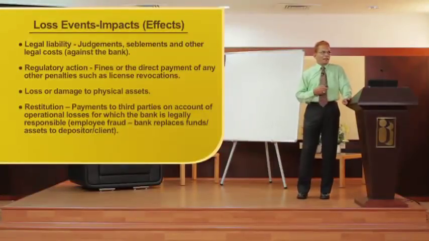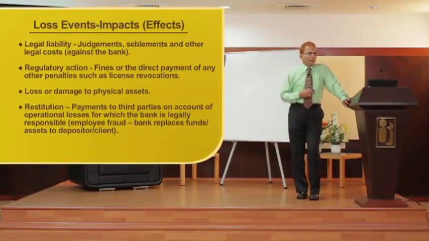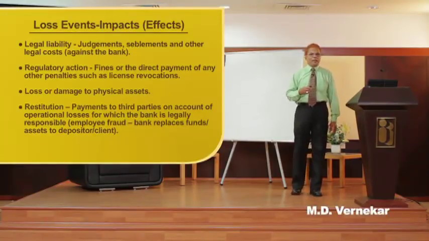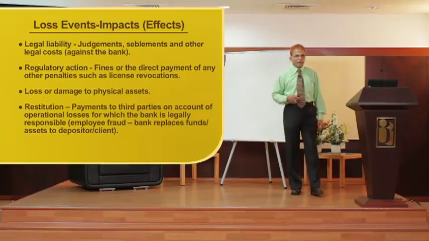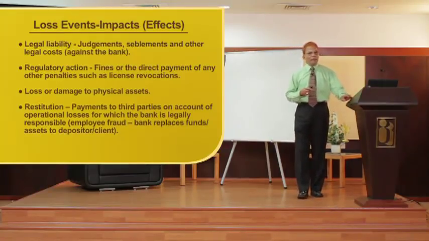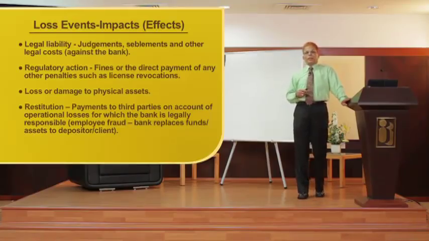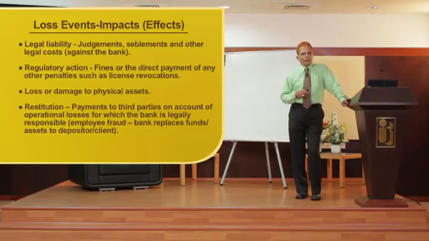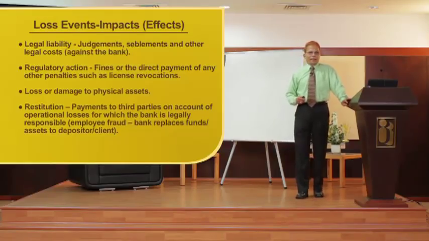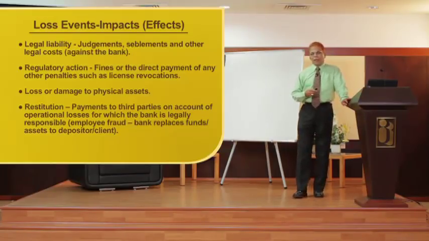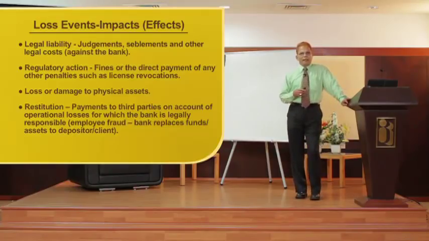Let us see the loss events in a little more detail. Legal liability happens when the judgments go against the bank, and there are a lot of legal expenses the bank has to incur if it has to contest in the court. And regulatory action: nowadays the regulators are very stringent about the regulation part. It's a phenomenon worldwide, and the regulators have started putting financial penalties. And in the extreme case, even the license given to the banks can be revoked.